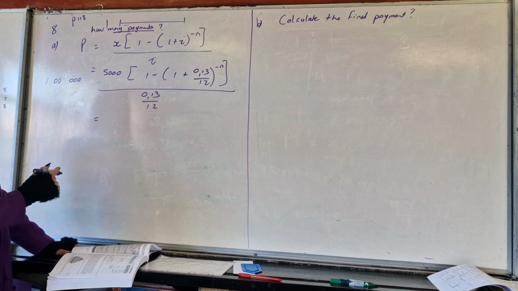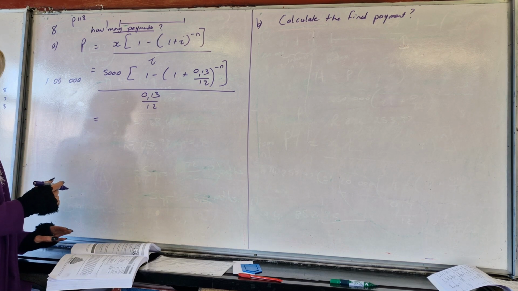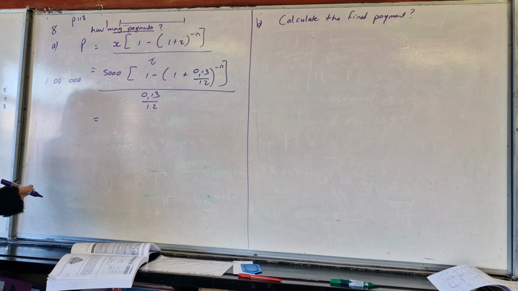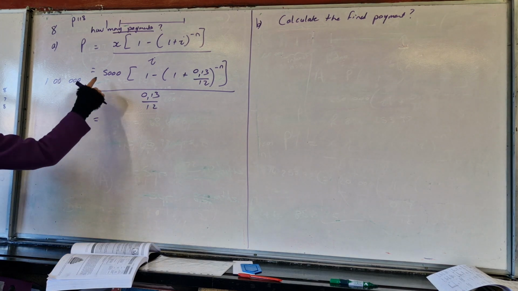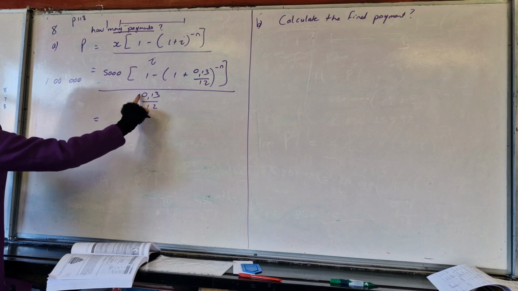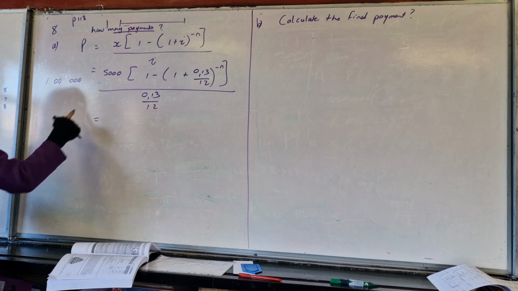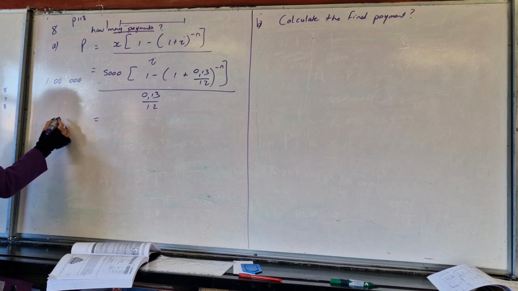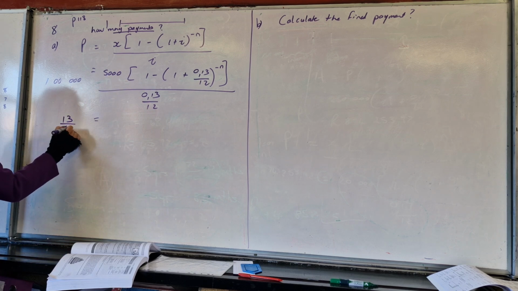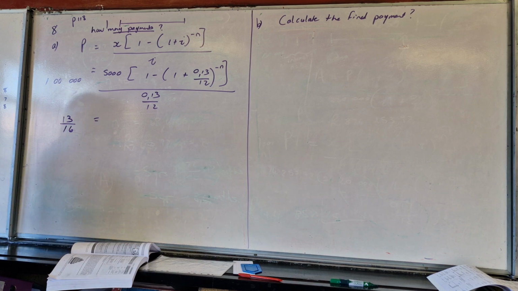Okay. And I have to get to n, so this is again logs. So please help me with an answer of, when you times with this fraction and divide by 5,000, what is this answer, please? 13 over 60. I like that. Much nicer than a 60.